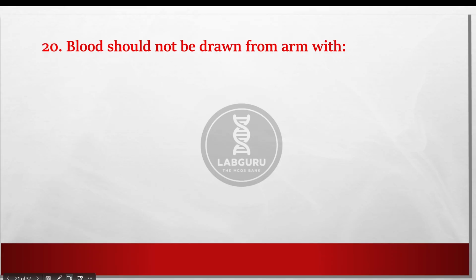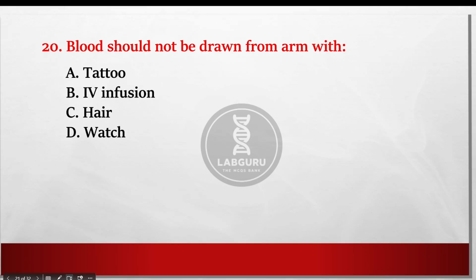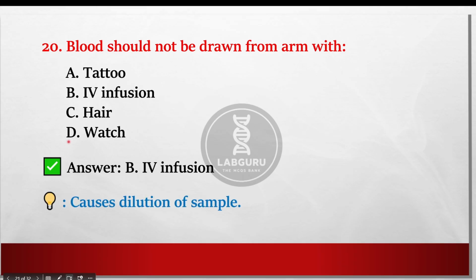Question number 20. Blood should not be drawn from arm with tattoo. Option B is IV infusion. Option C is hair. Option D is watch. Which arm we will not prefer to take the blood sample? So the right answer is option B, IV infusion. If someone is getting IV infusion in the hand, the same hand is not used for the blood collection. Why? Because it can cause the dilution of the sample.